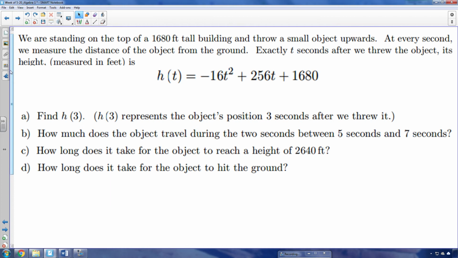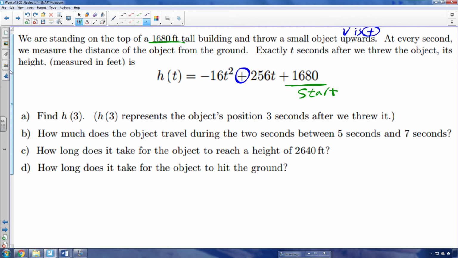You might see right here, the green, this is our S, our starting point, our start. And you can see that because that's where we were on the building. We threw the object upwards, which means that the velocity was positive. Velocity is positive. And that's kind of cool because here's the velocity right there.